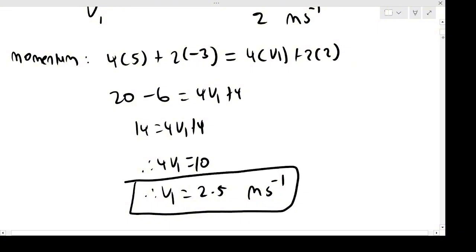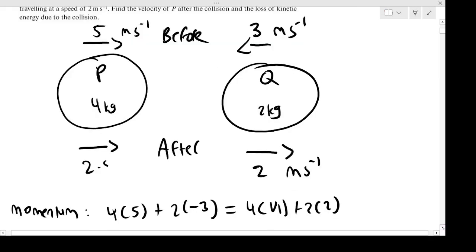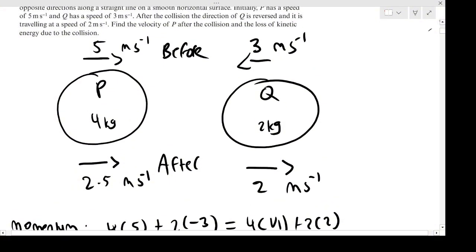Cool, so hopefully you're happy with that. That's 2.5 for V1. And my answer is positive, which tells me that I am correct, that it is indeed moving forward. If I got a positive answer, that tells me it's moving forward. If I had, say, minus 2.5, I'd have to flip it, but I don't need to worry about that. And so the velocity of P is that it's moving forwards with speed 2.5. Now it wants us to find the loss of kinetic energy.